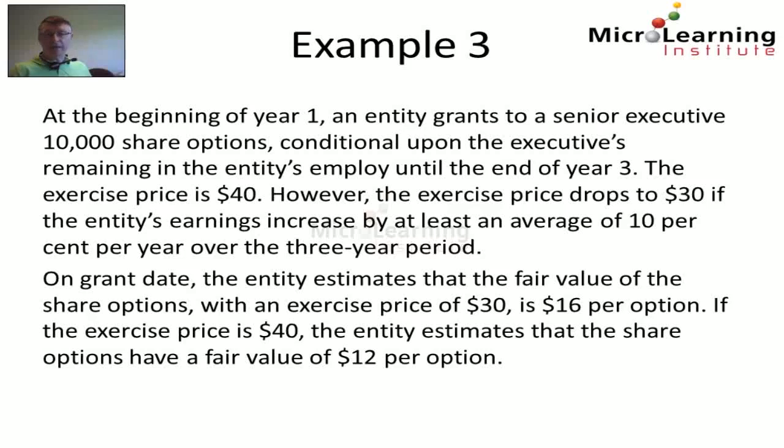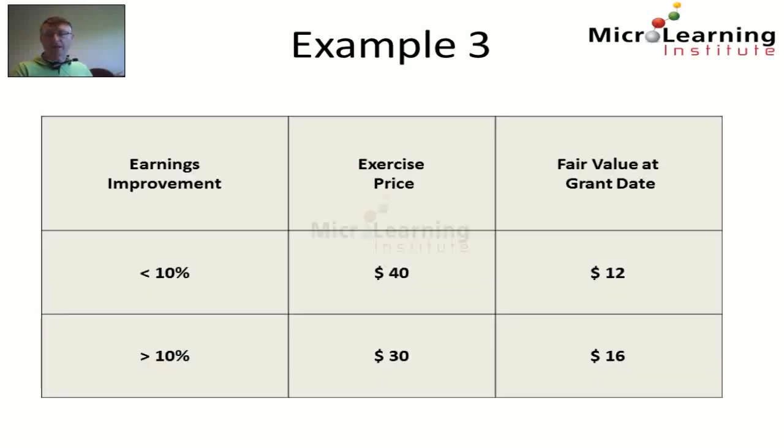On grant date, the entity estimates that the fair value of the share options with an exercise price of $30 is $16 per option. However, if the exercise price is $40, the entity estimates that the share options have a fair value of $12 per option. So again, we can simply tabulate the differences here.